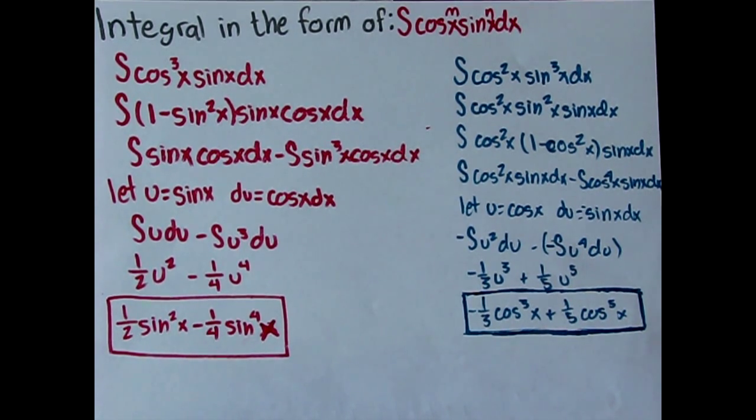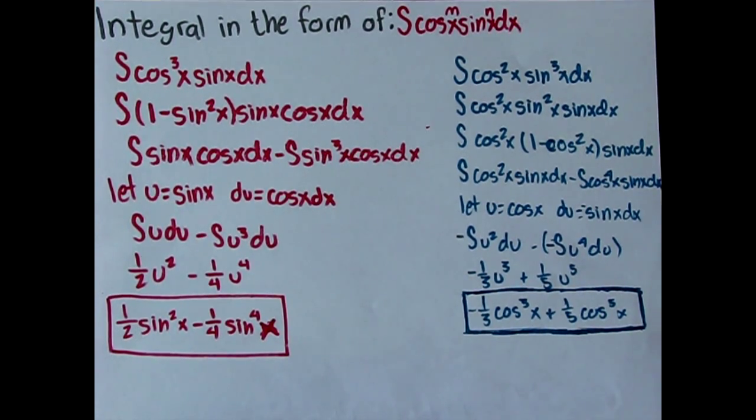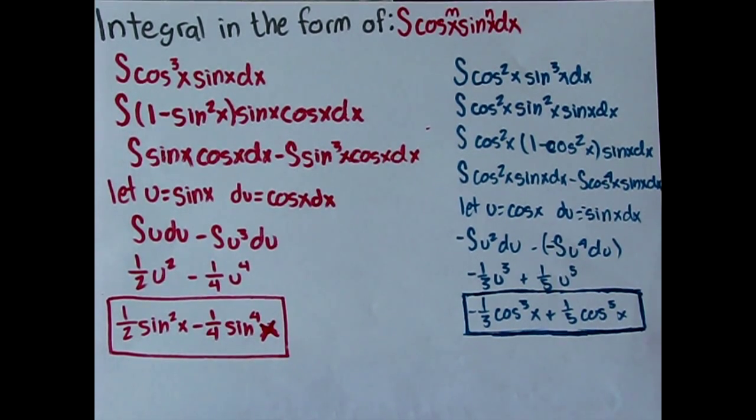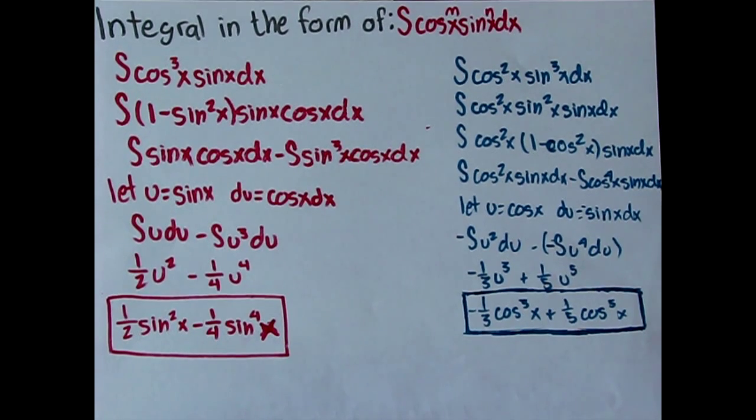And then taking the integral of that, you have 1/2 u squared minus 1/4 u to the 4th, and then you just plug your u's back in to make it 1/2 sine squared x minus 1/4 sine to the 4th x.